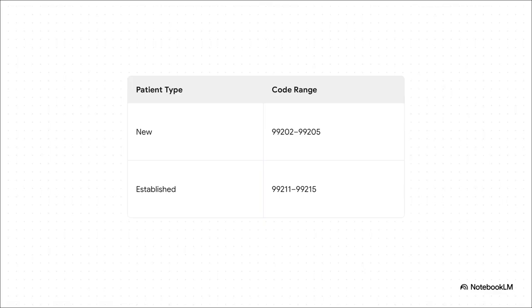This single rule essentially splits our office codes into 2 completely distinct families. New patients fall into the 99202 through 99205 range, while established patients land in the 99211 through 99215 range. A really quick exam tip to help you memorize this: the new patient codes have a 0 in the middle, like 99202. Think of that 0 as representing 0 prior visits in the last 3 years.